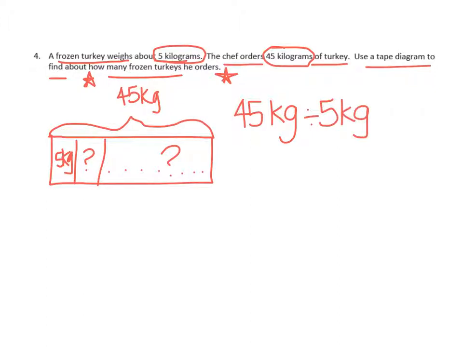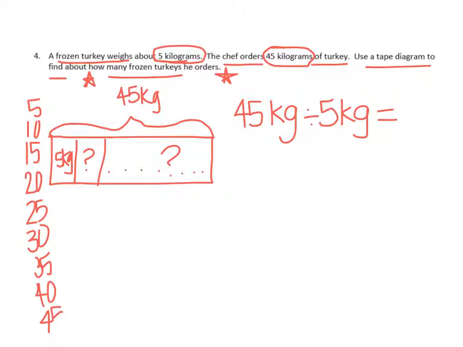So I'm going to take 45 divided by 5 equals. If you don't know your 5s, let's count by 5s until we get to 45. So 5, 10, 15, 20, 25, 30, 35, 40, 45. So how many times did we count to 45? Well, let's see. 1, 2, 3, 4, 5, 6, 7, 8, 9. We counted 9 times.